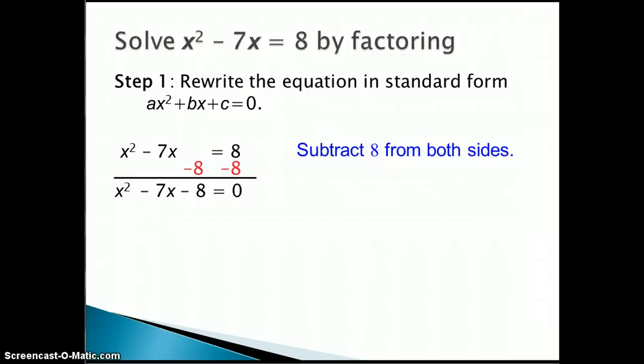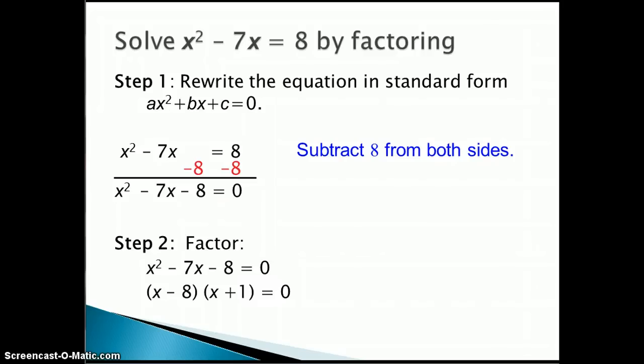So now we're done with step 1, and step 2 is then to factor. So we need to factor the left side of the equation. And this is a trinomial whose leading coefficient is 1. So we're looking for two numbers that multiply to give us negative 8, which is our constant, and add to give us our middle coefficient, which is negative 7.